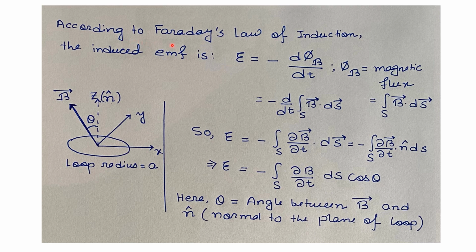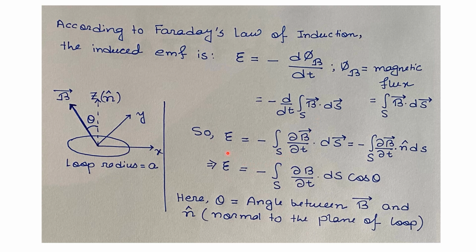According to Faraday's law of electromagnetic induction, the induced EMF is given by E equals minus d phi B by dt, where phi B is the magnetic flux, that is denoted by the surface integral of the magnetic field vector, that is B vector. So induced EMF E is equal to minus d by dt of the surface integral of the magnetic field vector, that is B.